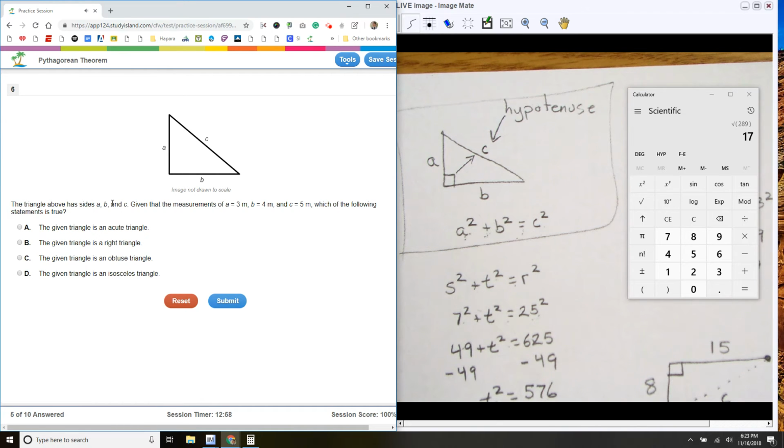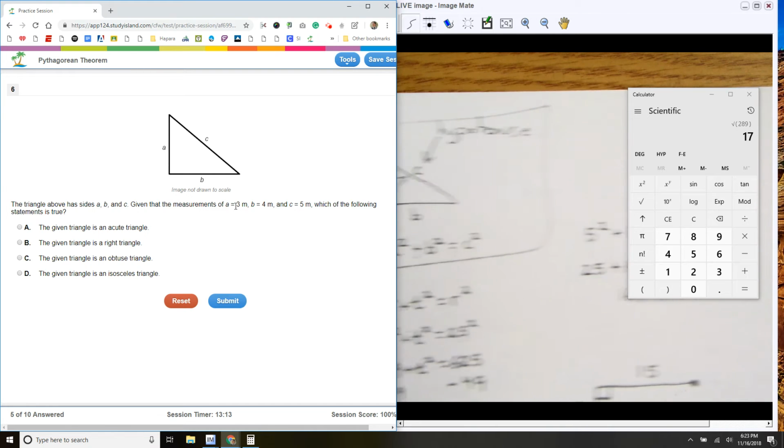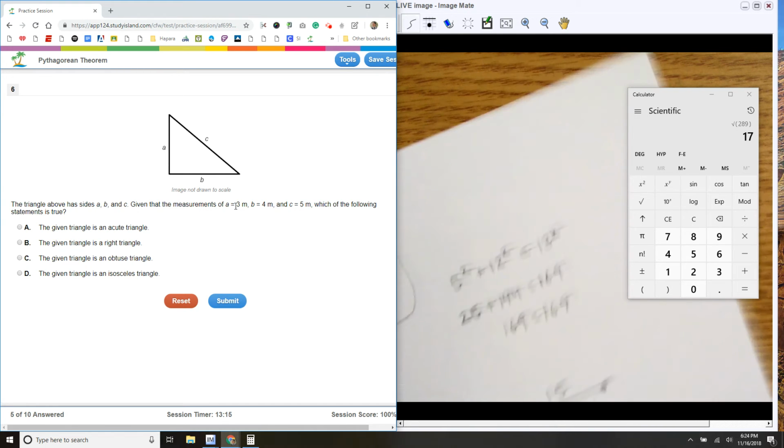Okay, we can do one more here. The triangle above has sides A, B, and C. Given the measurements, A is 3, B is 4, and C is 5. Which of the following is true? Is it acute? Is it right? Is it obtuse or isosceles? So let's go with 3, 4, and 5.